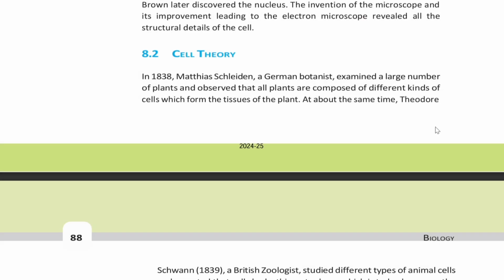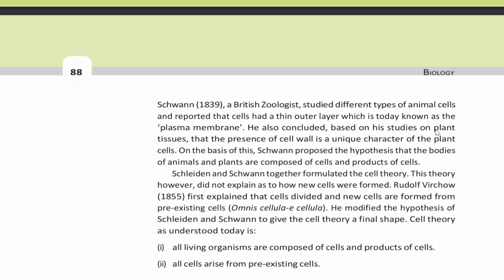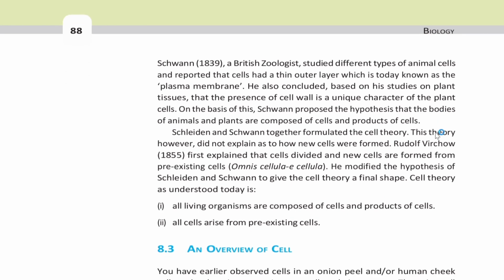8.2 Cell theory. In 1838, Matthias Schleiden, a German botanist, examined a large number of plants and observed that all plants are composed of different kinds of cells, which form the tissues of the plant. At about the same time, Theodor Schwann, in 1839, a British zoologist, studied different types of animal cells and reported that cells had a thin outer layer, which is today known as the plasma membrane. He also concluded, based on his study of plant tissues, that the presence of a cell wall is a unique character of plant cells. On the basis of this, Schwann proposed the hypothesis that the bodies of animals and plants are composed of cells and products of cells.